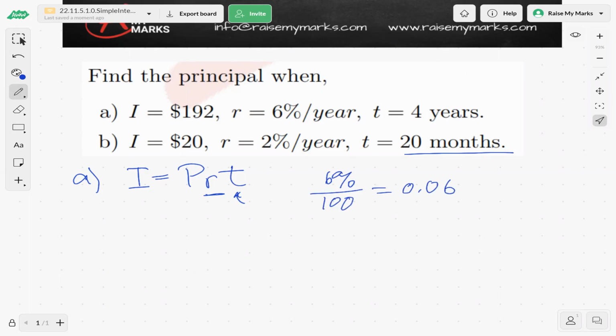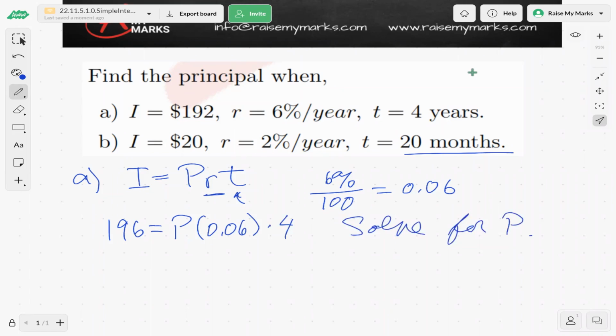Okay, so now let's start plugging things in. We have 192 equals our unknown, the principal amount, times our interest rate, then times our total number of years, 4. Now we're going to solve for P. Did I put in the wrong value for our interest? That would be nice, a couple extra dollars, but no, we just earned 192. Let's solve for P. I'm going to divide both sides by 0.06 times 4.